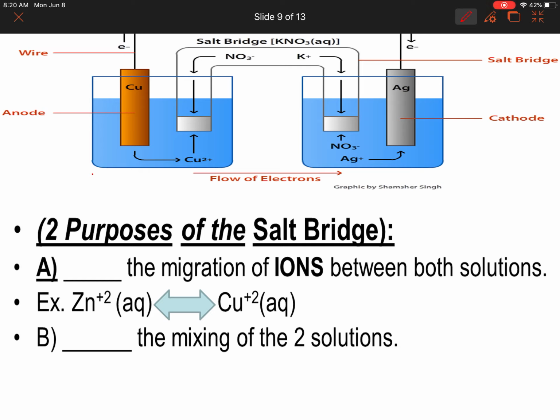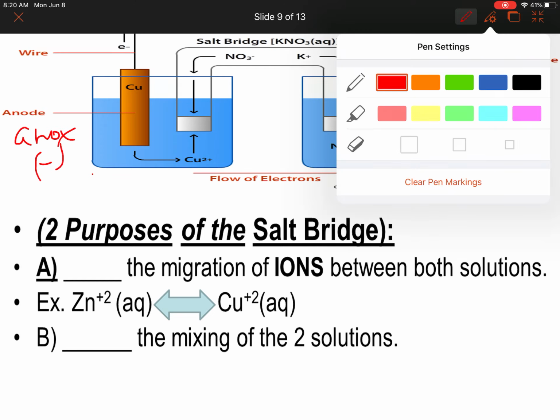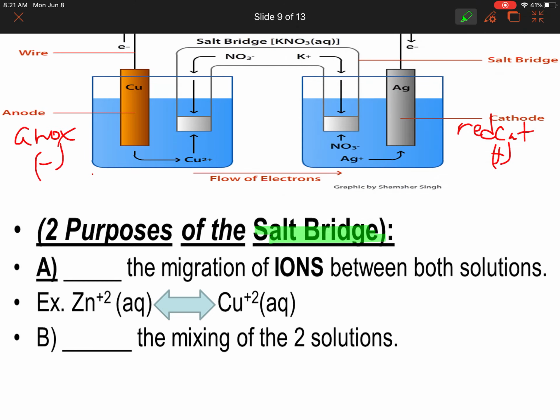Now, if I look this up on Table J, Cu is actually higher than Ag. So this side's anode, negative. This side's cathode, positive. Now, don't always think the left side's anode, negative, and the right side cathode, positive. They can switch the metals and it's the opposite. Now, this is talking about two purposes of the salt bridge.